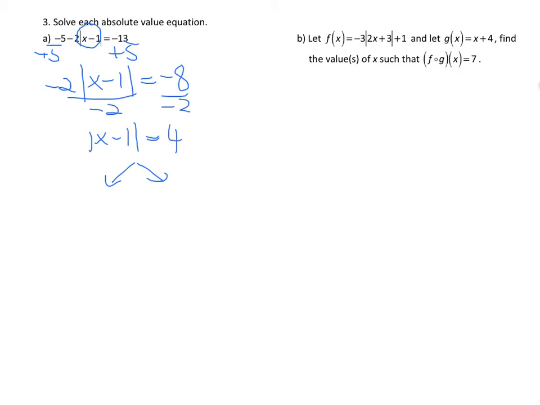This quantity x minus 1 could equal positive 4, or it could equal negative 4 because after taking the absolute value, that would come out to be positive 4. So my second equation is x minus 1 equals negative 4. And I'm going to solve both equations and end up with two solutions. On the left side, adding 1 to both sides, you get x equals 5. And on the right side, adding 1 to both sides, we get x equals negative 3.